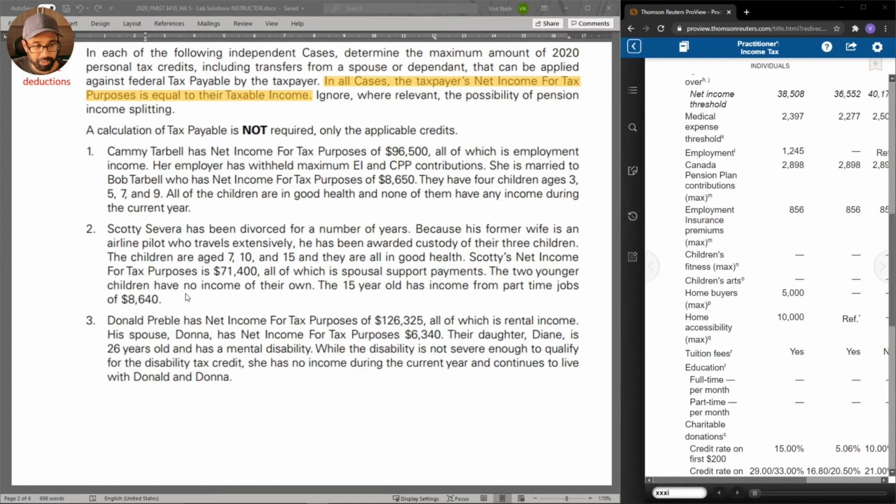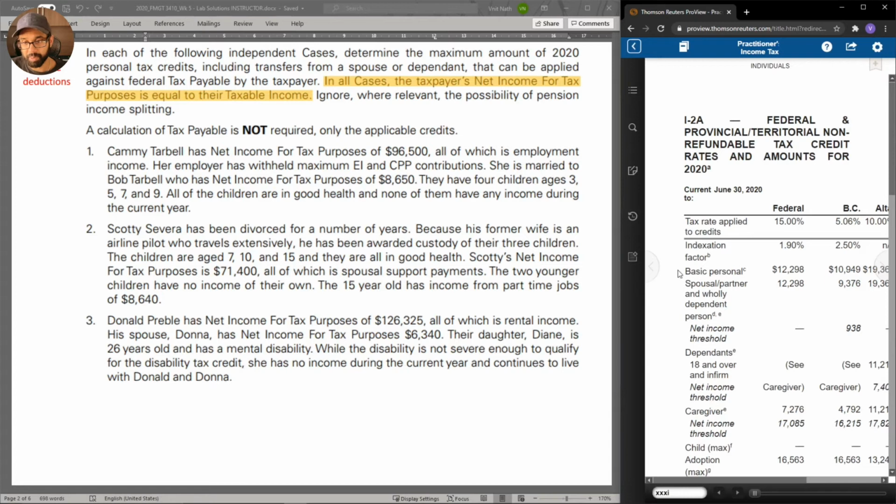The 2 younger children have no income of their own. The 15-year-old has income from part-time jobs of $8,640. Now, going back to the tax reference table, we know that Scotty is going to get the basic personal amount. And we know from what we read earlier that the current amount is no longer $12,298.